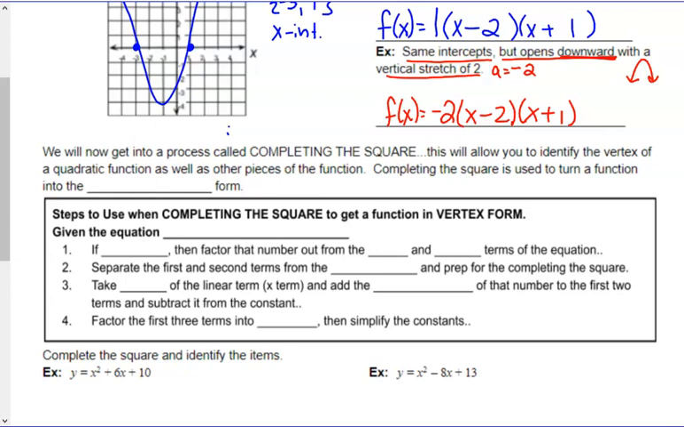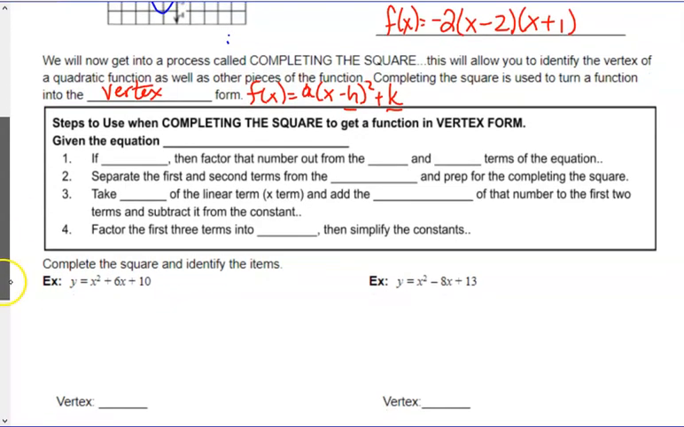Now, we will get into a process that we call completing the square. This is so important, not only for parabolas, but also for other conic sections like circles and hyperbolas and stuff. This will allow you to identify the vertex of a quadratic function as well as other pieces of the function. So, completing the square is used to turn a function into the vertex form, which if you recall, is a times x minus h squared plus k. It will allow us to find the vertex for that parabola. So here are the steps that we're going to use in order to get our completing the square done.